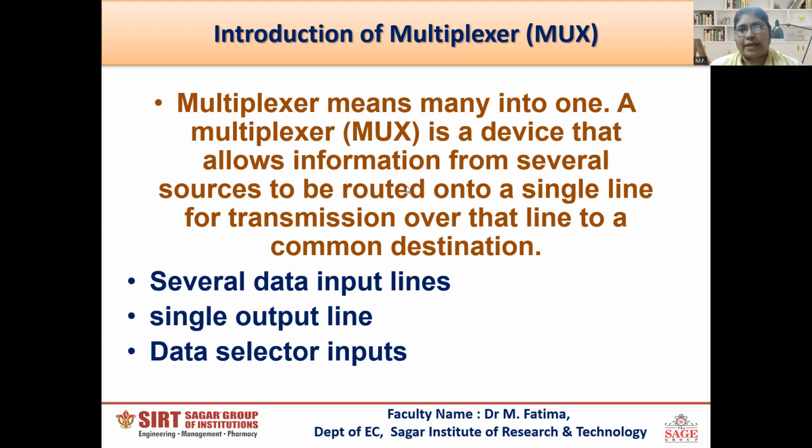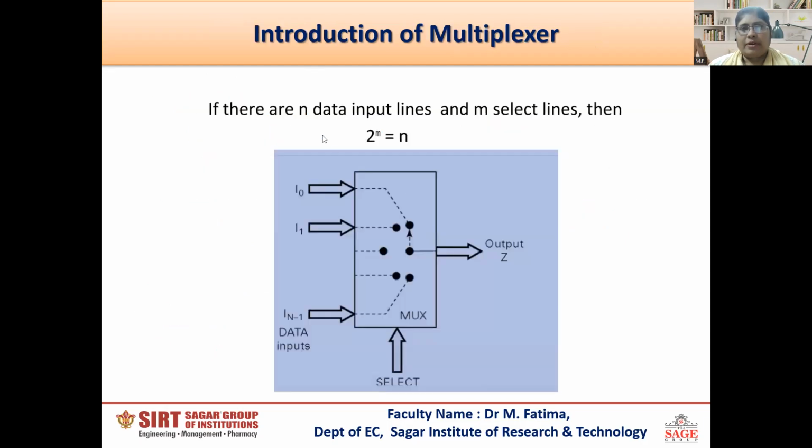Depending on the select inputs, the number of inputs is decided. Like here, 2 raised to m equals n. M is the number of select lines, n is the number of input lines. So if m, that is the select lines, is equal to 3, then this will be 2 raised to 3, which is equal to 8. So n will be equal to 8, that is, 8 data input lines will be connected for 3 input select lines.